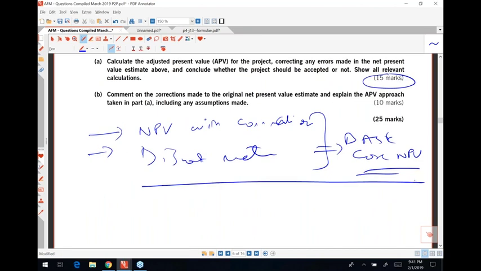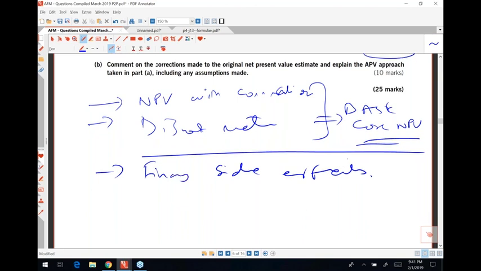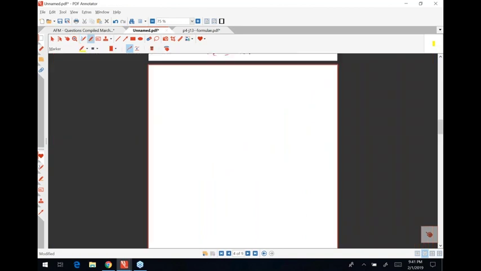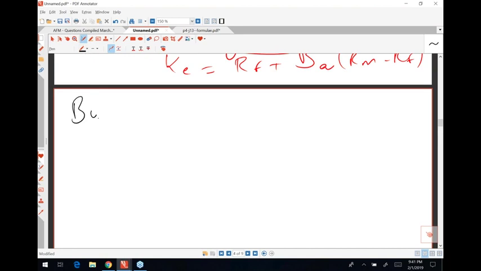Then the third situation is that we need to use the financing side effects. So these are the three things that need to be rectified. It is suggested in the exam that you handle each one of them one by one. The first thing I'm going to do is calculate the discount rate. So in order to calculate the discount rate, let's talk.